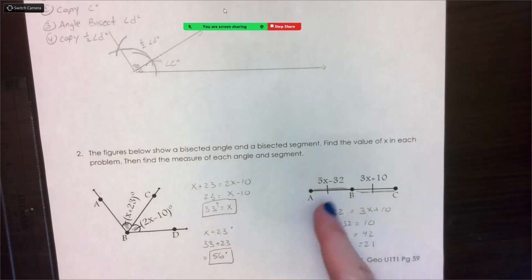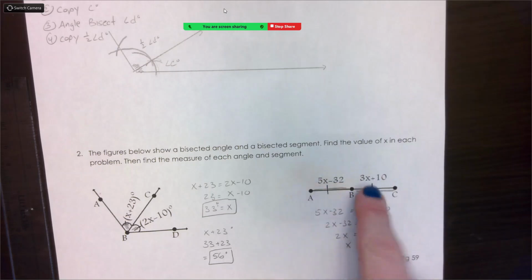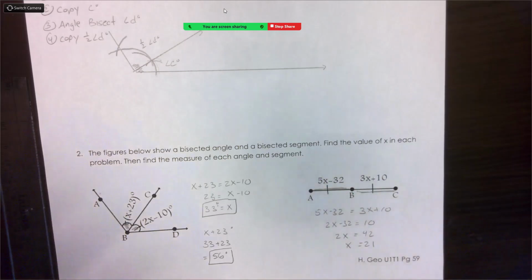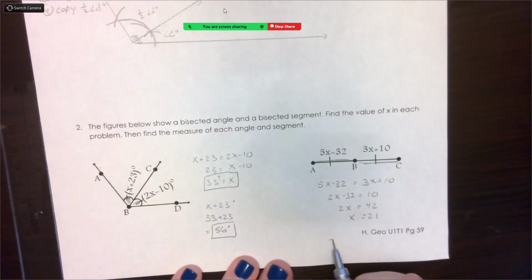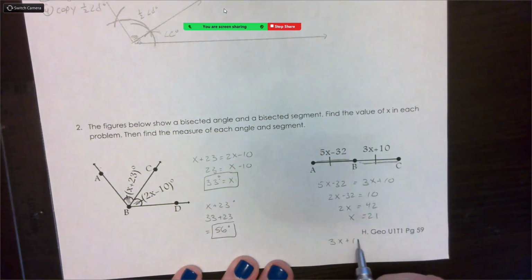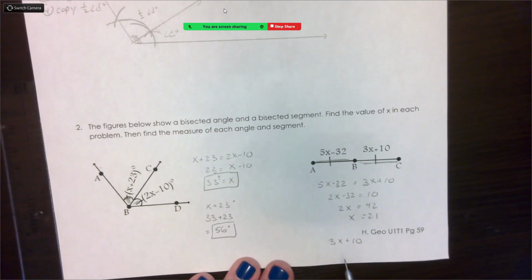So now what can we do? We can plug 21 into either line segment value. I'm going to go ahead and use a little bit more room here. I'm going to use the 3x plus 10. So 21 times 3 is 63 plus 10, which is 73. Notice there's no degree symbol on that one.